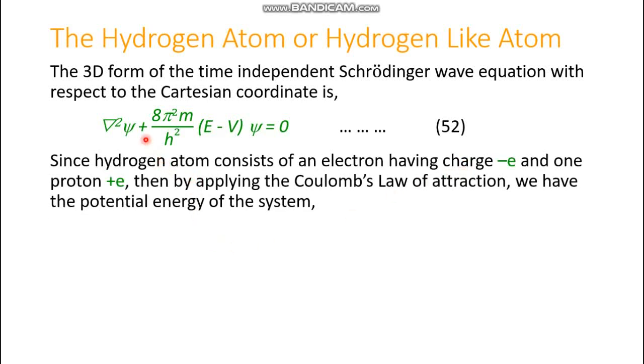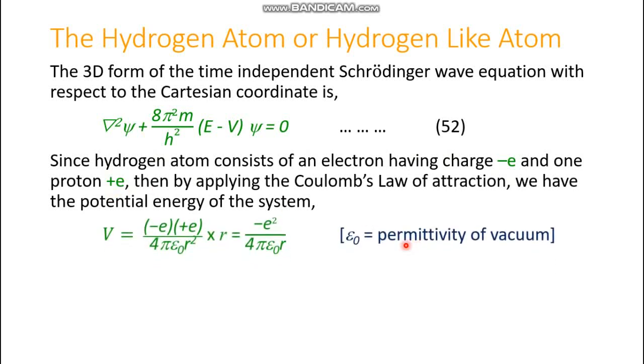Now hydrogen atom has two particles. One is the proton in the nucleus and another is the electron. The electron has charge minus e while the proton has charge plus e. So these two particles have some attraction force, and according to Coulomb's law of attraction, this force is K Q1 Q2 by r square, and K is 1 by 4 pi epsilon 0, while epsilon 0 is the permittivity of vacuum, and Q1 is minus e, the charge of the electron, and Q2 is plus e, the charge of the proton. And here r is the distance between the nucleus and the electron, that is the radius of the orbit.